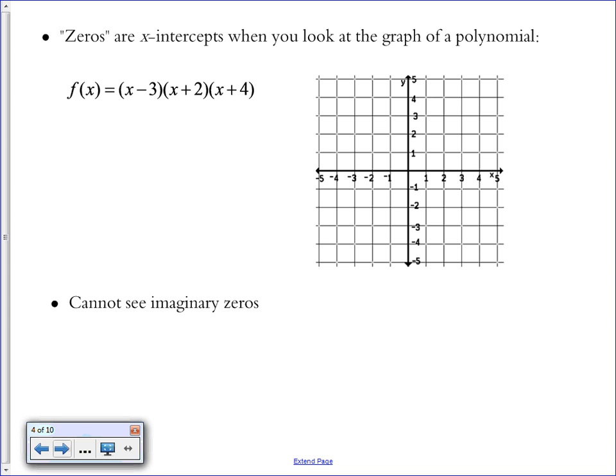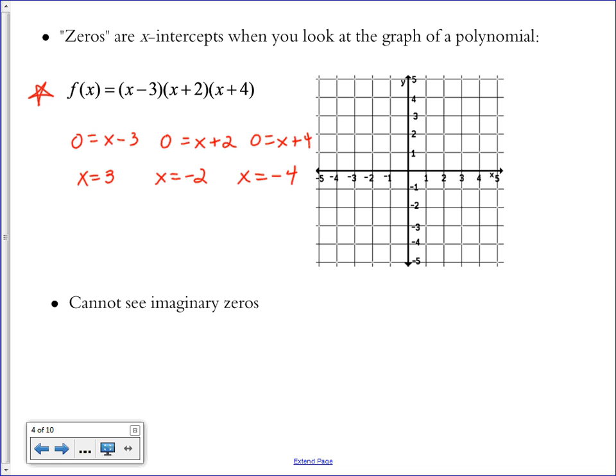When the function's already factored for you, like this f of x, you can see that the zeros are going to be located at 0 equals each one of these factors. And if you don't show all this work, that's absolutely fine. You can see what they are just by looking at it. So those 3 locations, those 3 real zeros, are points on the x-axis of this function.